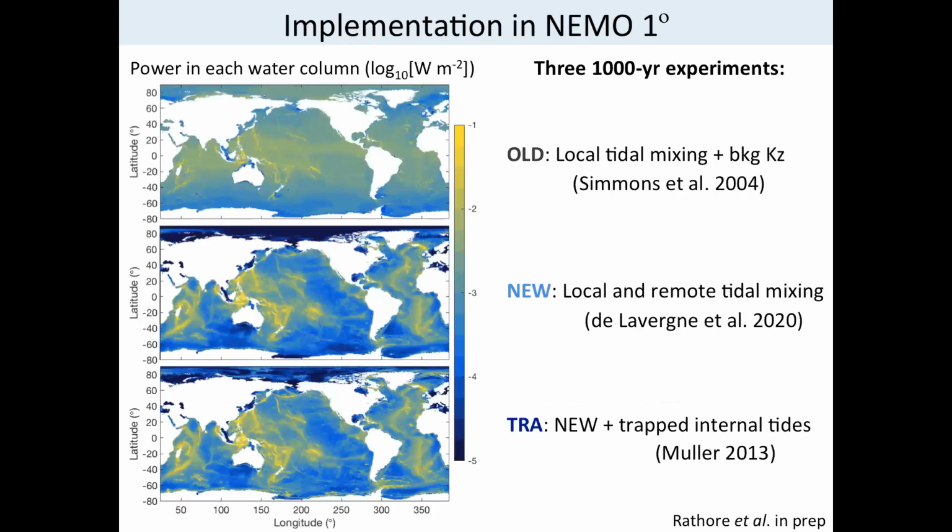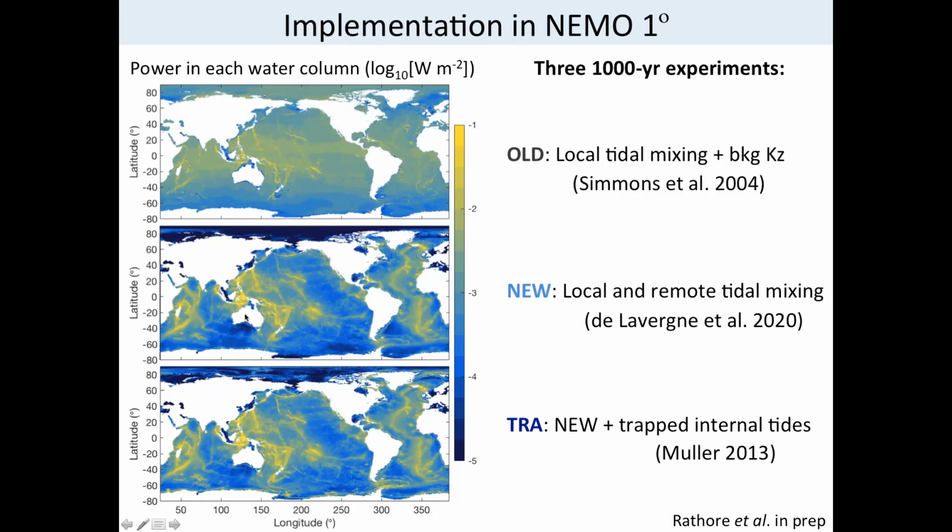Now, I'm going to show just a few quick results of the implementation in NEMO 1 degree. So it's a 1 degree global configuration of NEMO that we've run for 1,000 years under CORE2 normal year forcing. And we have 3 experiments, one with the old style parameterization of tidal mixing, so only local bottom intensified tidal mixing and a background diffusivity, which is constant. And this creates the power that you see at the top. So this is the depth integrated power that feeds mixing in the model.